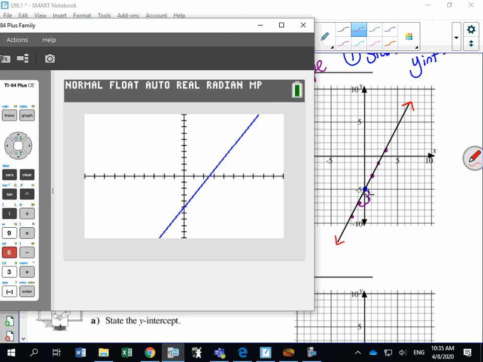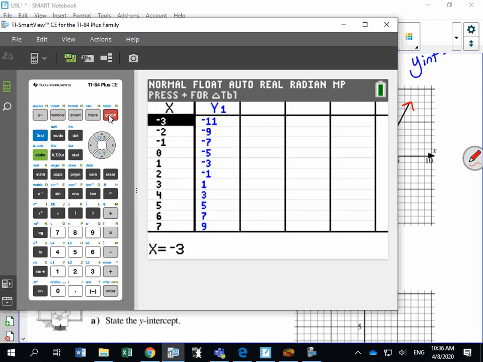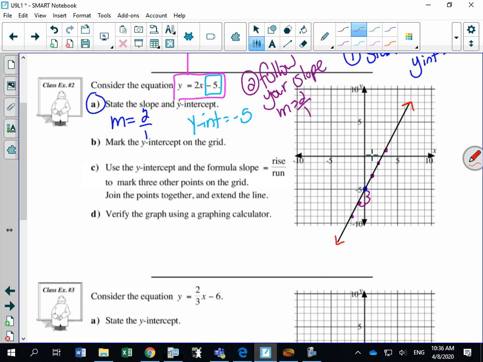And looks like it matches. My y-intercept is -5: minus 1, 2, 3, 4, 5. And remember, we could look at a table of values. So second function, table of values. So let's check. When x is 1, is y -3? So when x is 1, yes, there's my y is -3. That coordinate there, when x is 1, y is -3.